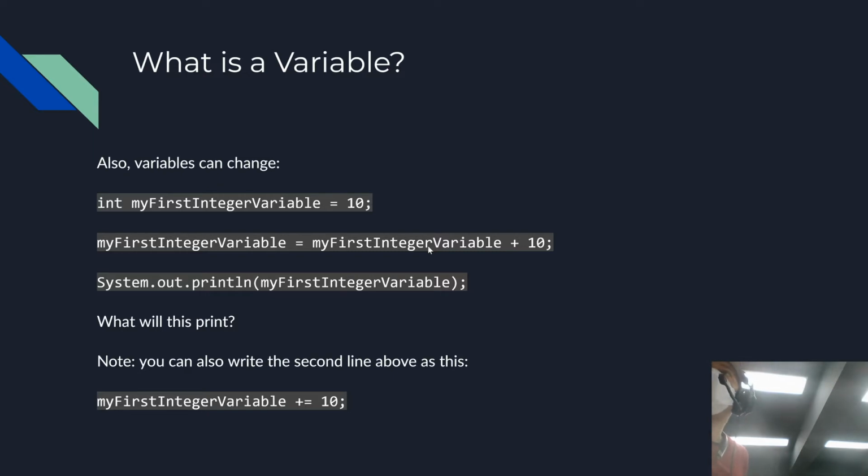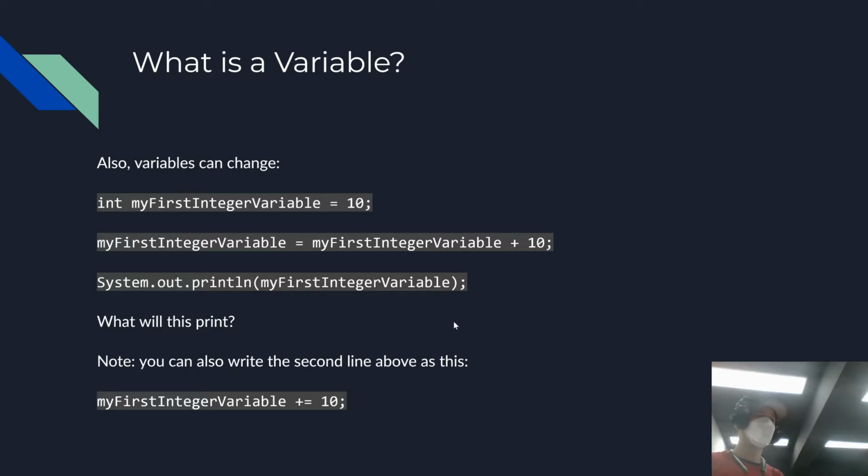So what does this become? To the right of the equal sign here, what does this become in just numbers? It becomes 10 plus 10, so 20. So then what will this print? 20, yes. We took my first integer variable and assigned it the previous value of my first integer variable plus the number 10. So we changed what was in the box. We took what was in it, added to it, and put it back in the box. Understand? Cool.